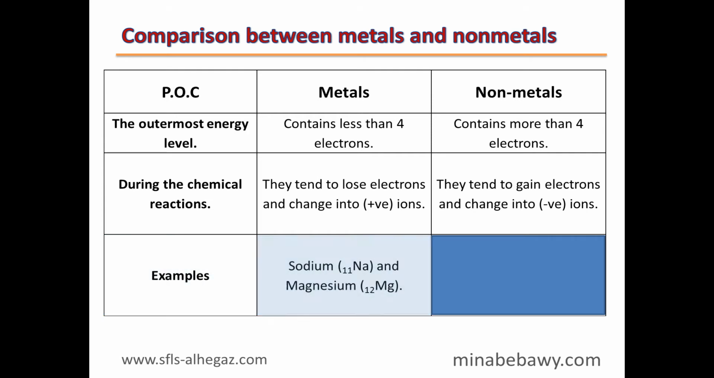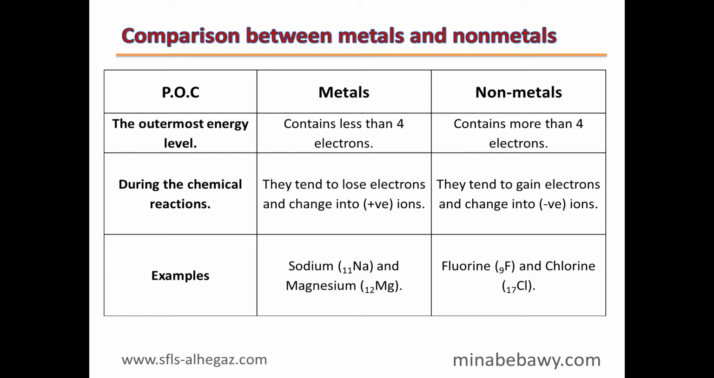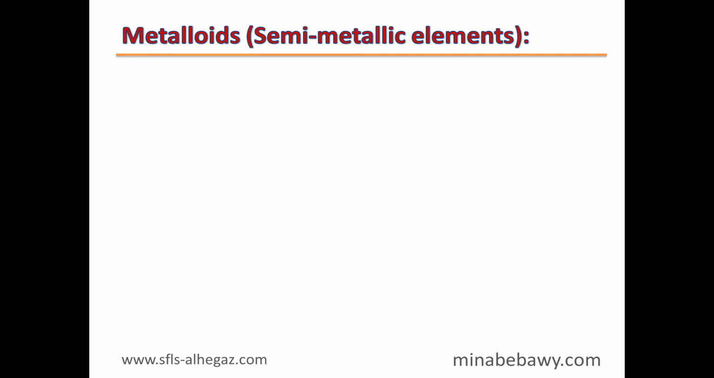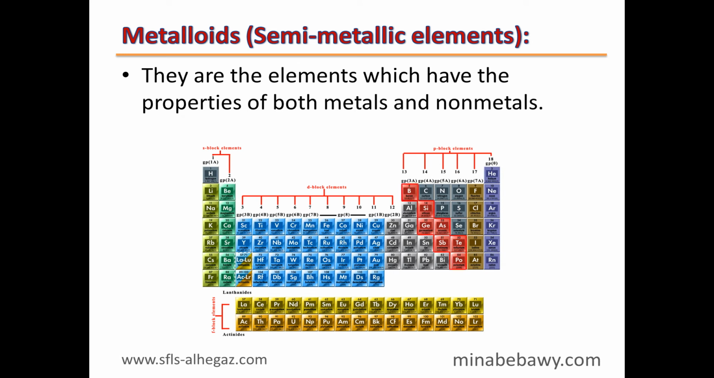Examples: for metals, sodium Na11, magnesium Mg12, aluminum Al13. For nonmetals, we have fluorine F9, chlorine Cl17. Let's talk about metalloids or semi-metallic elements. What's meant by metalloids? They are the elements which have the properties of both metals and nonmetals.